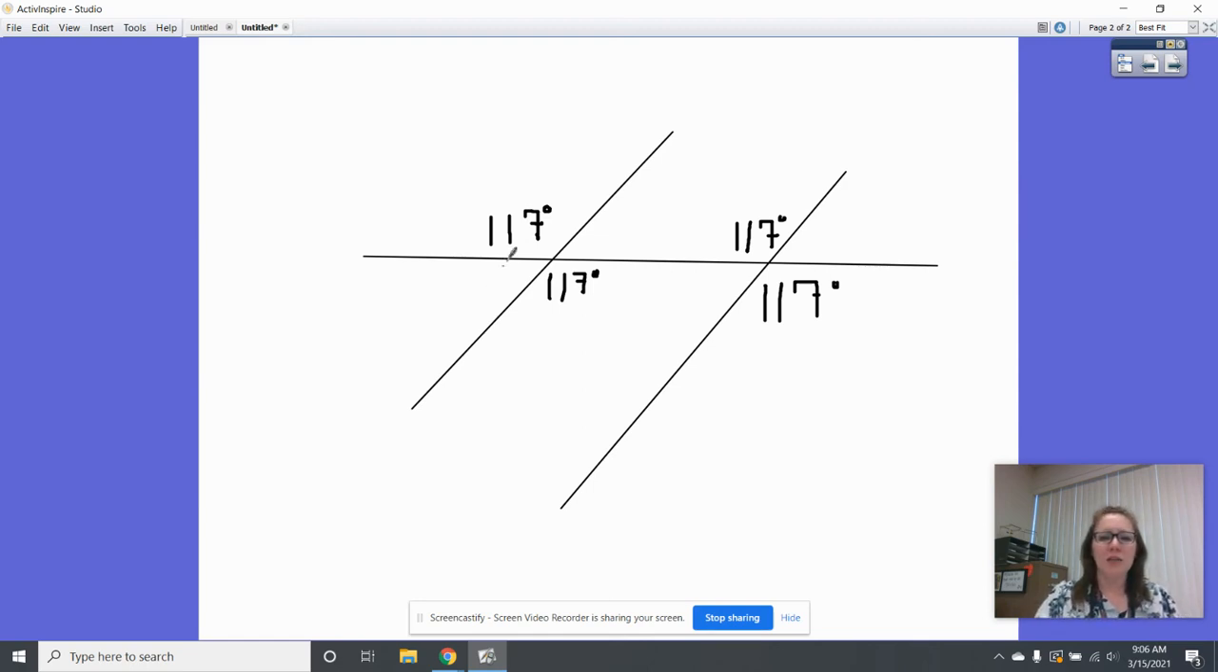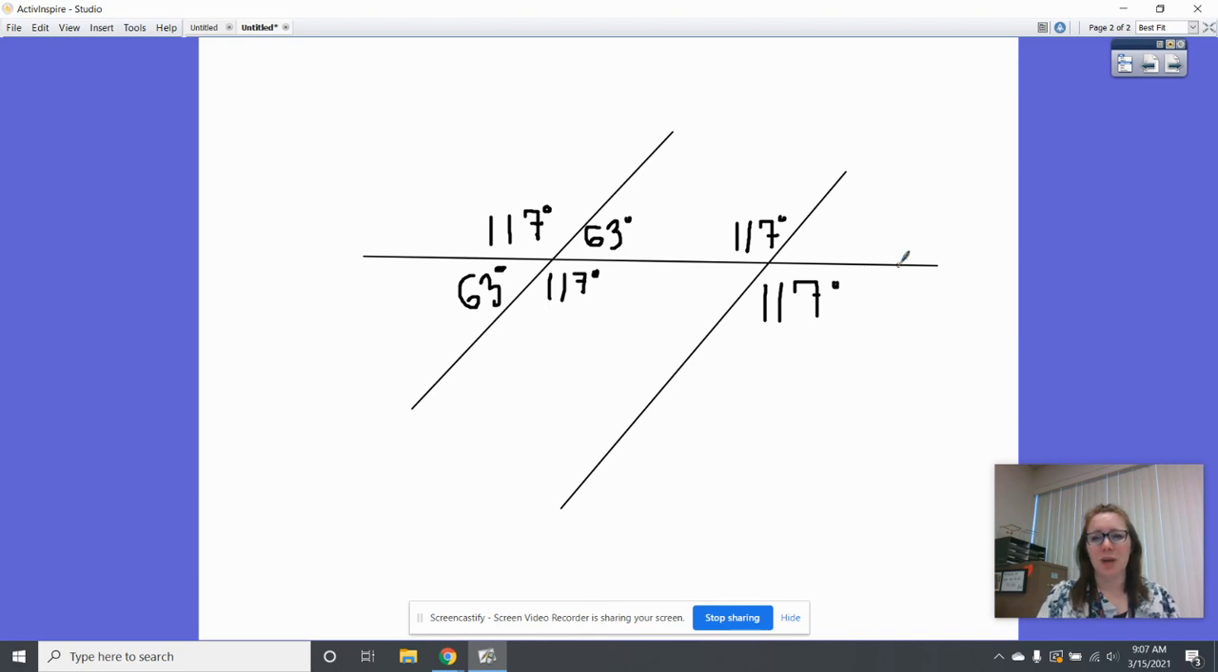Now let's take a look at this smaller angle. Because it is right next to 117 degrees on a straight line, these two angles are supplementary. That means when they add together, they equal 180 degrees. So 117 plus something equals 180. To solve that, all you have to do is 180 minus 117, and you get 63 degrees. So I used the fact that they are supplementary angles to find this 63 degrees. Now, these two are vertical angles because they're across from each other, not right next to it. They're vertical angles, which means they are congruent, so they're the exact same thing.